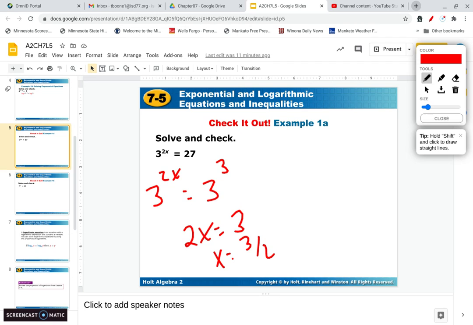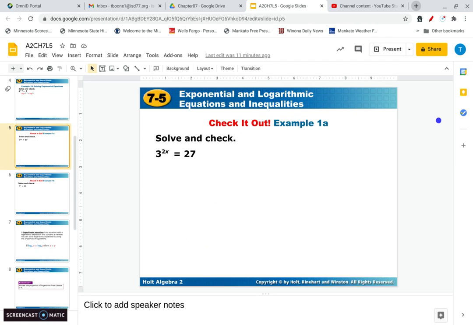There we are. That one worked pretty easy. That was a good one. Always look for bases like 2, 3, 5, those types of things. All right, now this one, I can't get it as the same base.